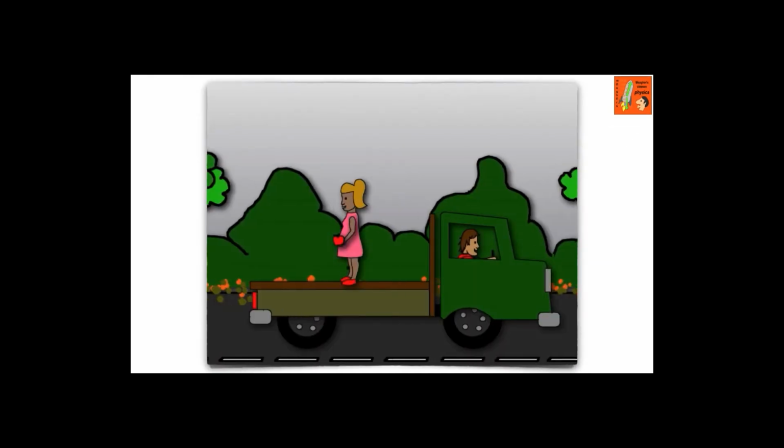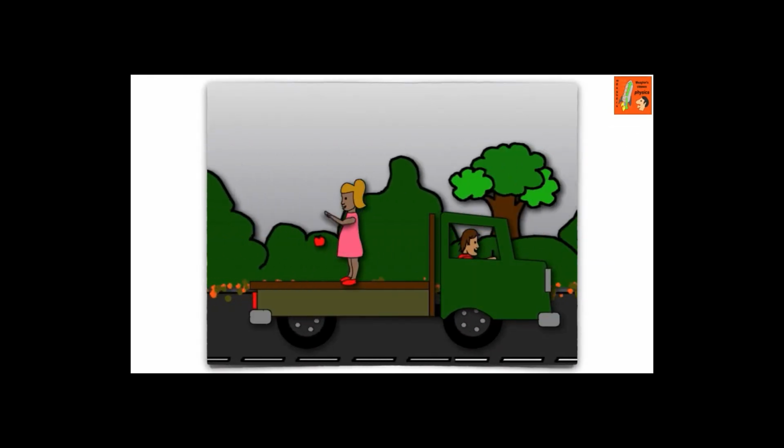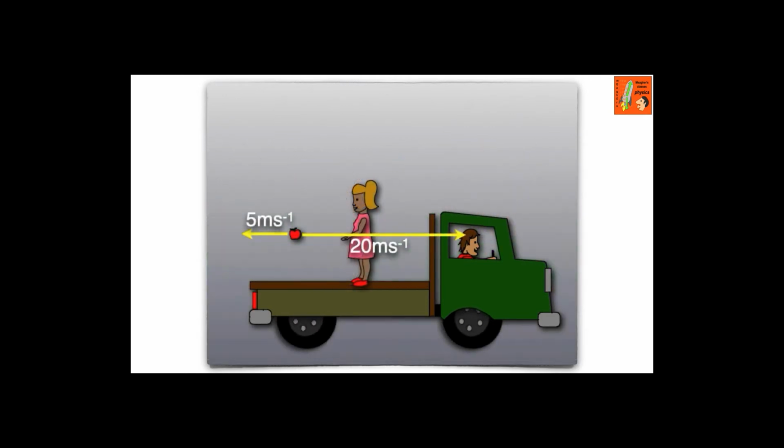So historically you've done things like if there's a kid on the back of a truck, she throws an apple and the truck's moving forward at 20 metres per second, she throws the apple backwards at 5 metres per second. Relative to you on the ground, what is the velocity of the apple? What you do is you just add the velocities head to tail and you get a net overall velocity of 15 metres per second. You're pretty comfortable with that.